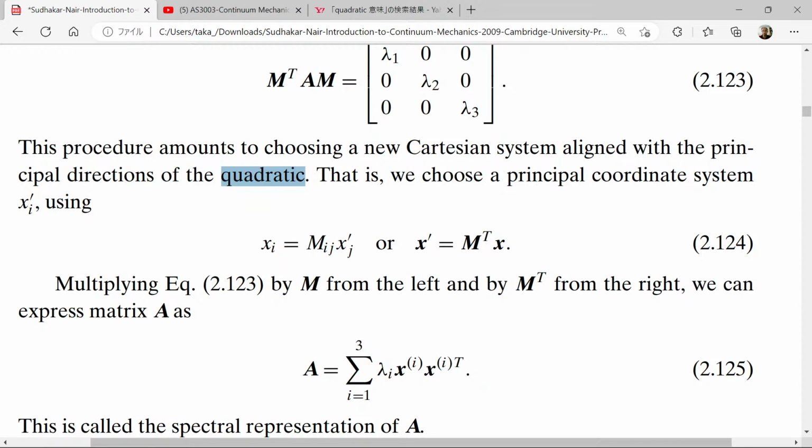This is called the spectral representation of A.